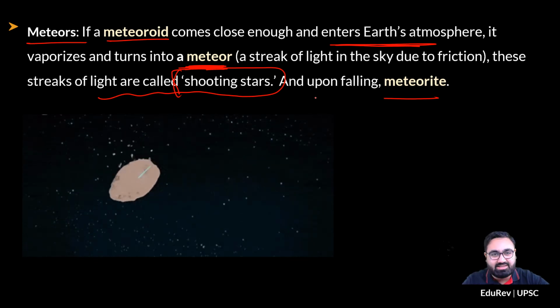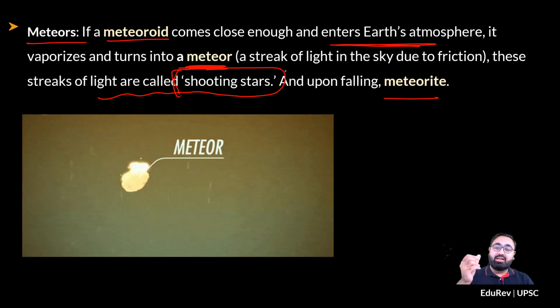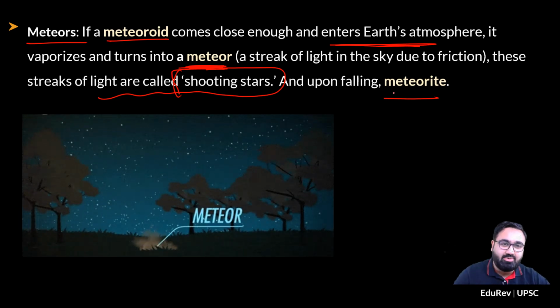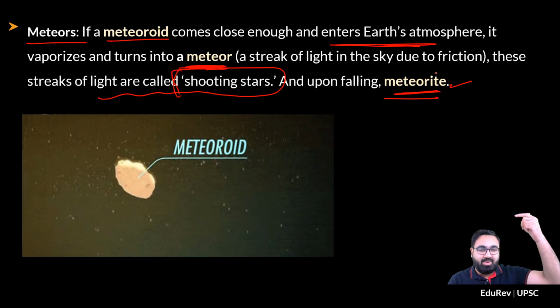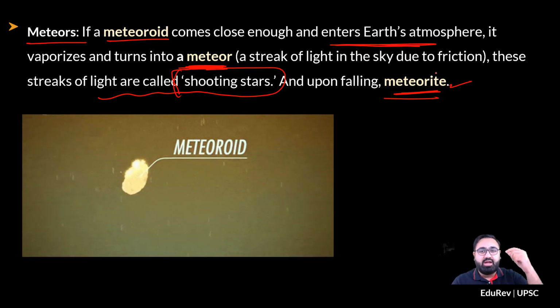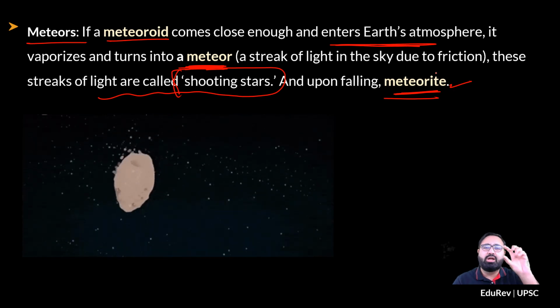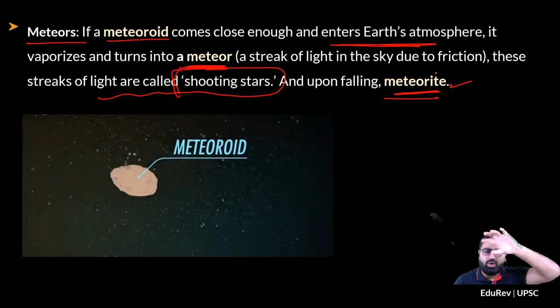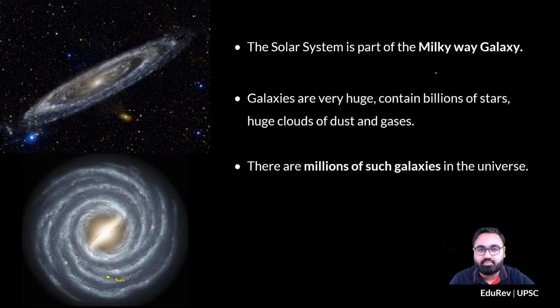And if they hit the surface, अगर कुछ बड़े size के होते हैं, if they are bigger in size and they manage to hit the Earth's surface, these are called meteorites. So in short, meteorites are the ones which manage to hit the Earth's surface. Meteors are the ones which enter the Earth's atmosphere but do not hit. Meteoroids are the ones which are in the original shape when they are formed, when the asteroids actually break off.